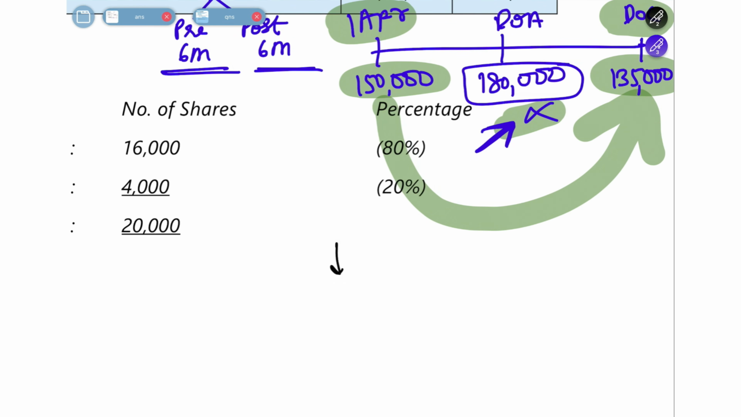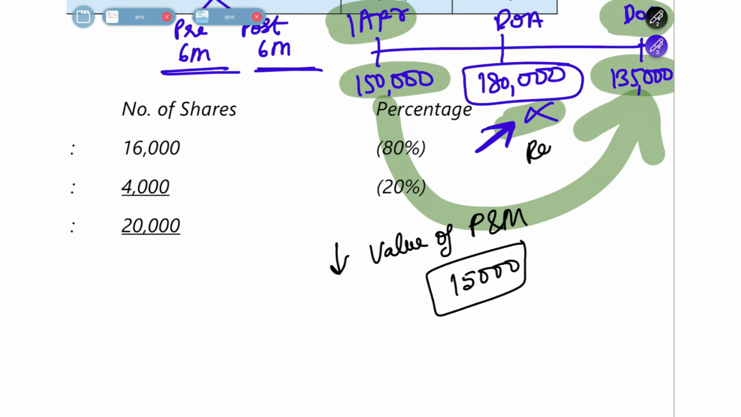And why is there a decrease? So there is a decrease in the value of plant and machinery. And how much is the decrease? There is a decrease of 15,000 rupees. And this 15,000 decrease, we said that the revaluation effect has not yet been given. So this entire decrease is being due to the depreciation only. So this entire decrease is attributable to depreciation only.